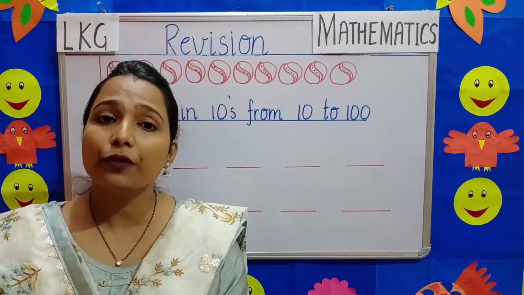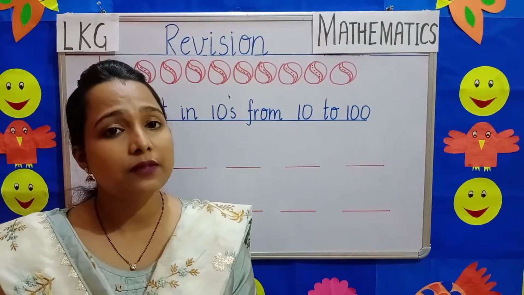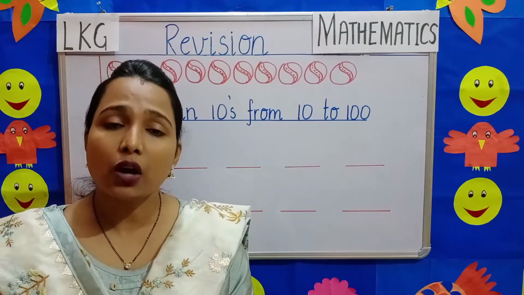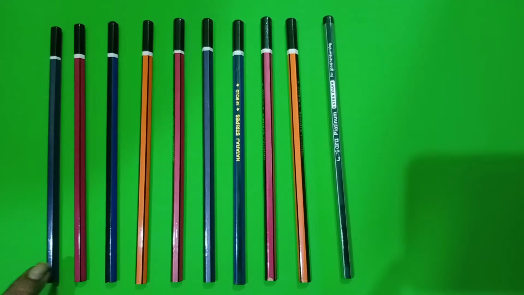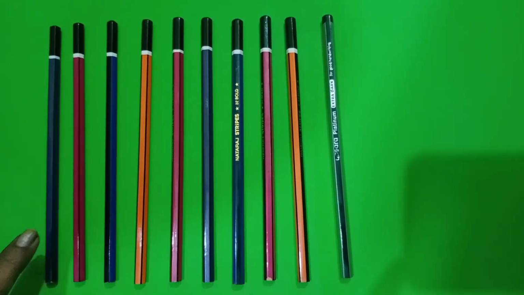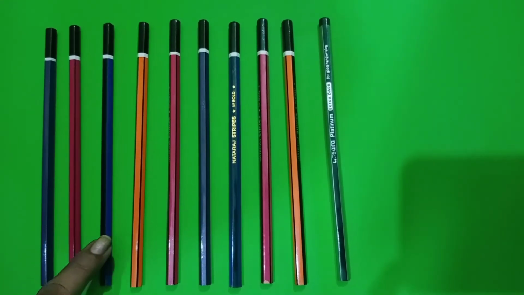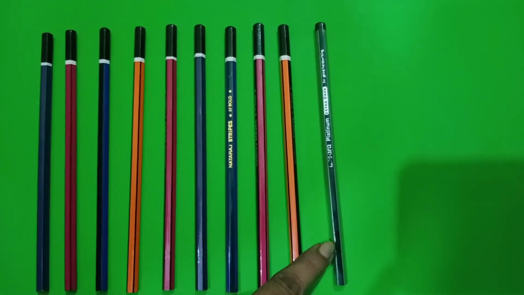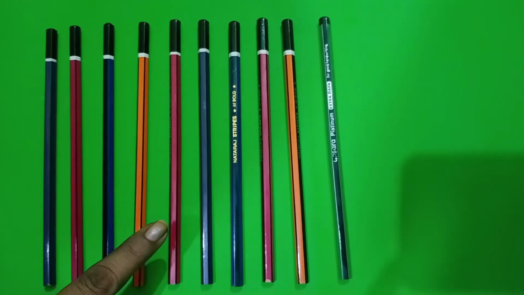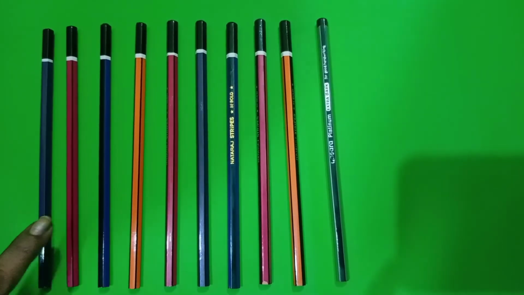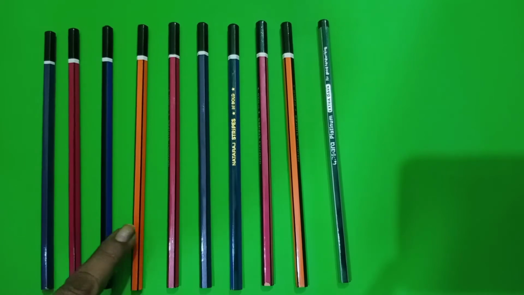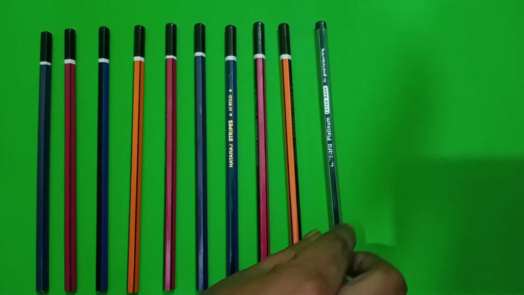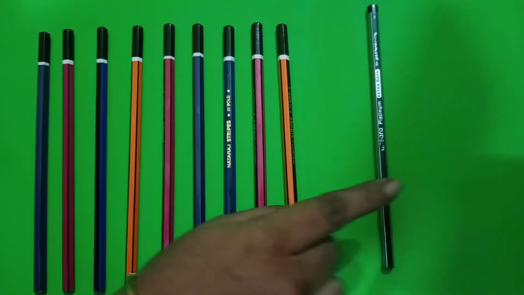Now our next topic for revision is count in tens. Children, you must have learnt earlier that here we count 10 objects. Now you can see here there are 10 pencils. 1, 2, 3, 4, 5, 6, 7, 8, 9, 10. When you do counting in tens, you skip 9 numbers. 1, 2, 3, 4, 5, 6, 7, 8 and 9. And the 10th number becomes your answer here.